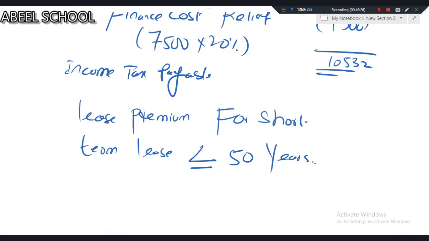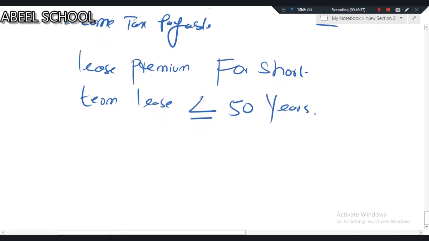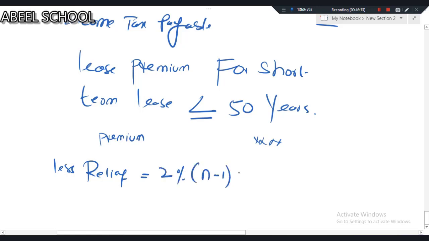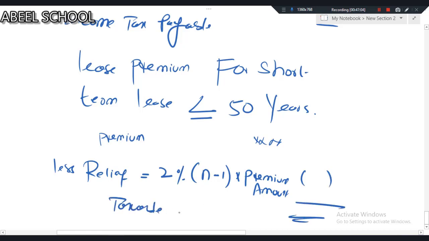If the landlord is receiving a lease premium for a short-term lease, meaning less than or equal to 50 years, then how do we calculate the taxable amount on that lease premium? So you will take the premium, whatever the premium amount is, less the relief. How do we calculate relief? It is 2% (n minus 1) into premium amount. Simply deduct that. You will get taxable premium, and taxable premium will increase your property income.